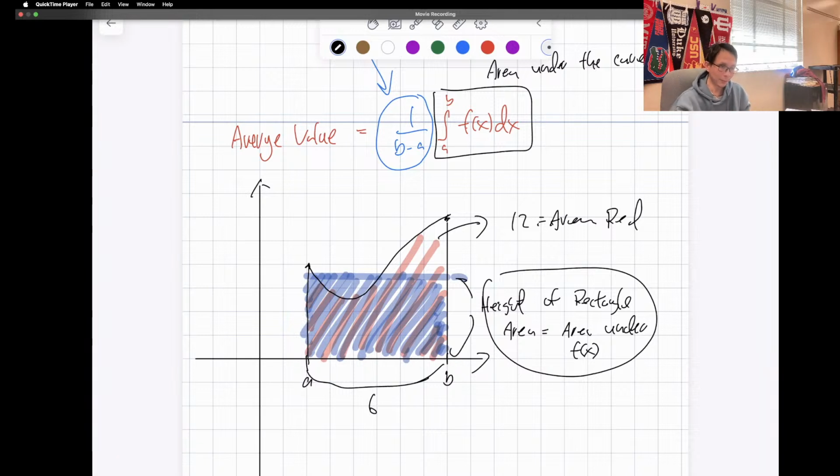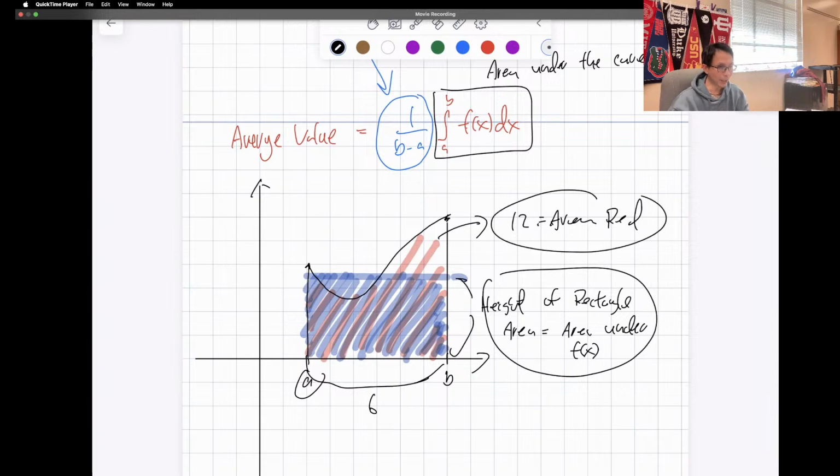So think about it. If I take an integral of this function, I'm going to get 12. I divide by the difference from a to b, which is the base of the rectangle. I will get the height of a rectangle that gives me the same area. Does that make sense? No. Okay, fine.